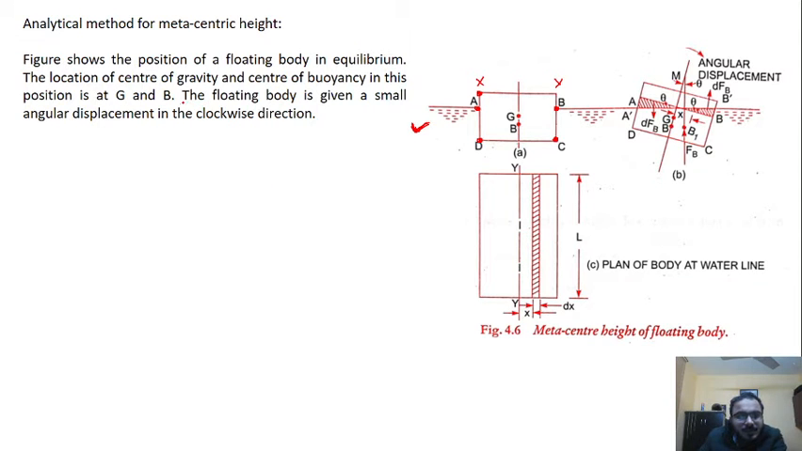Now the floating body is given a small angular displacement in clockwise direction. As you can see, we have given a small angular displacement in clockwise direction. And one more thing is, this is the top view of the figure. Now we can see that the total length is L, and what we are going to do over here is to have a small strip like this having a thickness of dx at a distance of x.